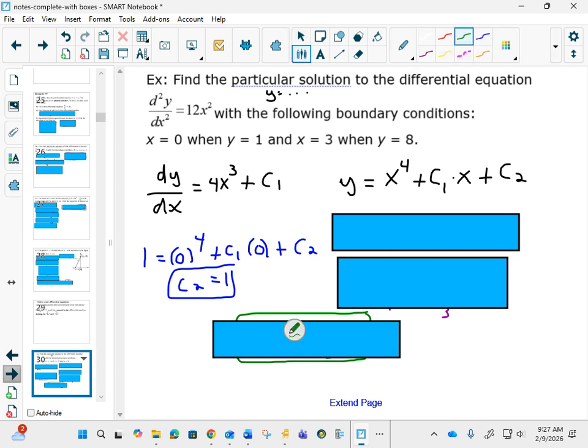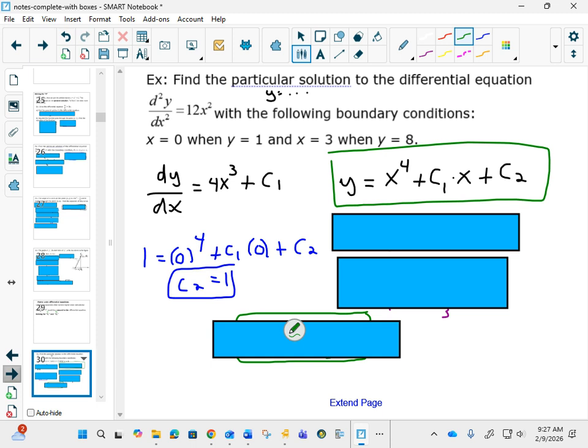And in this equation, there are two things we don't know. We don't know c1 and we don't know c2. But we have two boundary conditions. In this particular example, it was a little bit easier. Because what happens when you plug in 0 for x, you can solve for c2 right away.